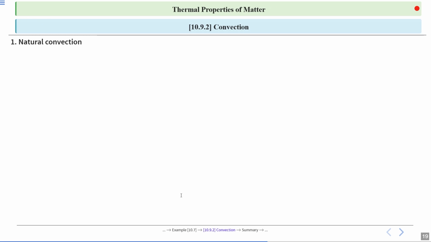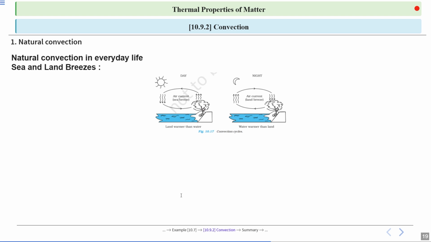So, natural convection in everyday life. First, sea and land breezes. Here we will discuss it in two parts. First, during daytime, and second, during night time. All right.